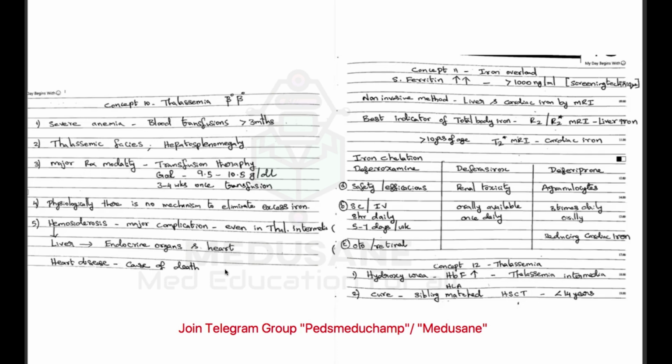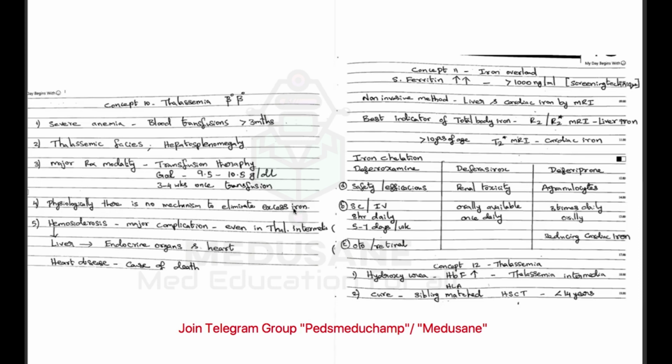But in MCQ, if they are going to ask you what is the definitive therapy, it's not blood transfusion. It's going to be stem cell therapy. Okay, hematopoietic stem cell therapy, sibling matched, HLA matched stem cell therapy is going to be the definitive therapy. Then they might ask this, my favorite: physiologically, there is no mechanism to eliminate excess iron. So there is no way to eliminate excess iron.